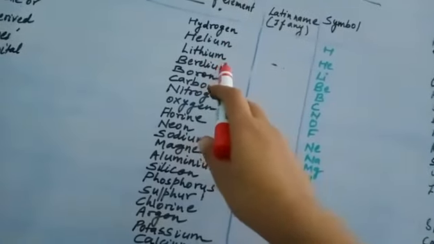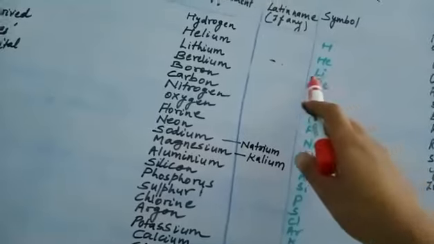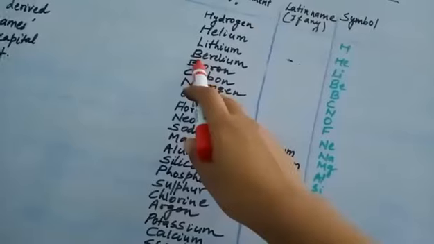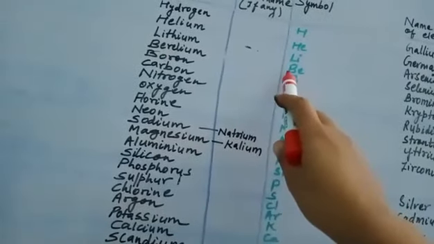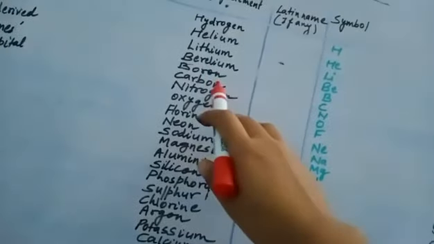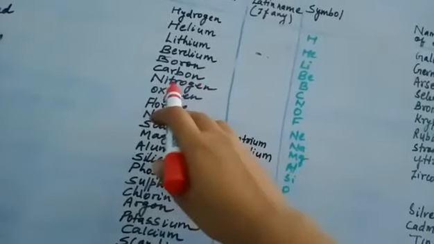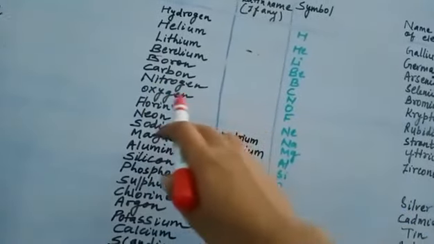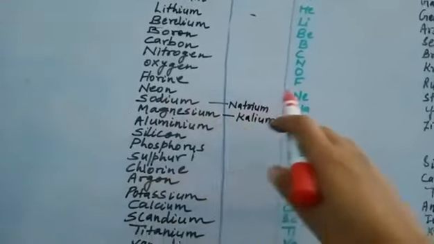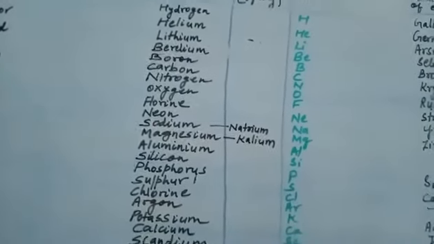Now lithium. Here also the symbol is Li, where L is capital and i is small. Now beryllium, it is also taken from the first two letters, B and e, where the first letter is in capital and the second one you write in small. So boron, chemical symbol is B, carbon is capital C, nitrogen is capital N, oxygen is capital O, fluorine is capital F, neon is capital N and the second letter is e. Its chemical symbol is Ne.